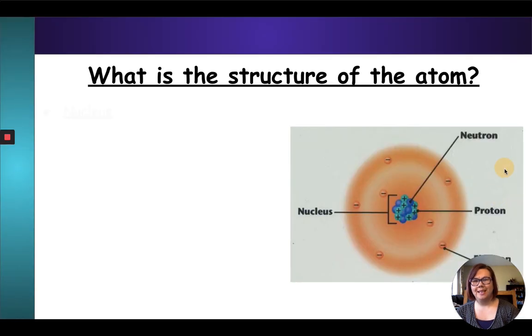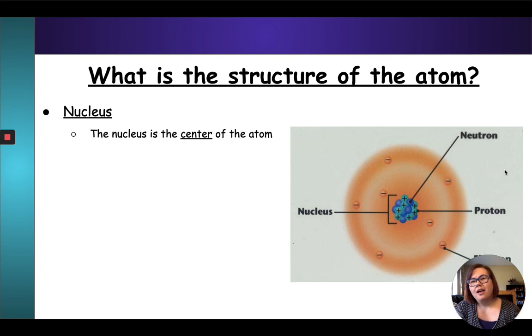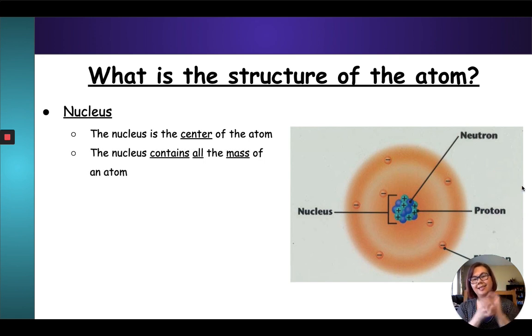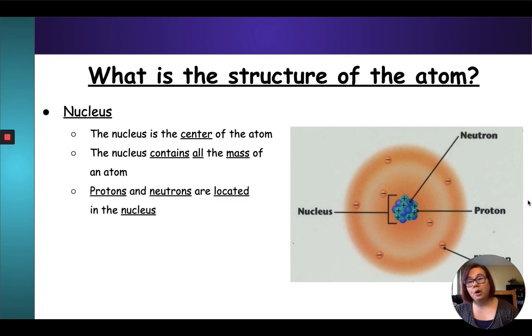There we go. So what is our structure of the atom? The nucleus. So this is the center part of your atom. This is what's in the middle of the atom. In the GIF on the last slide, you saw kind of the red and blue that was in the center. That's our nucleus. The nucleus contains all the mass of an atom. We mentioned how only protons and neutrons have mass. And since both of those things live in the nucleus, that's the part that makes up the mass of an atom. Protons and neutrons, again, are located in the nucleus. Those are the two particles that live in that center part.